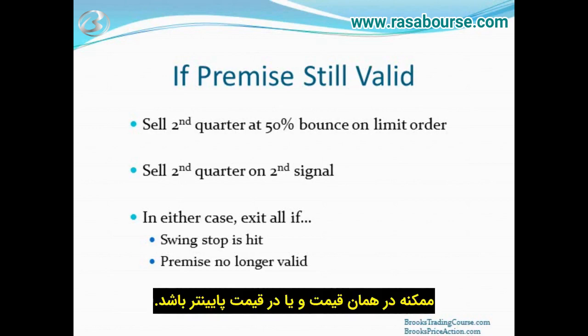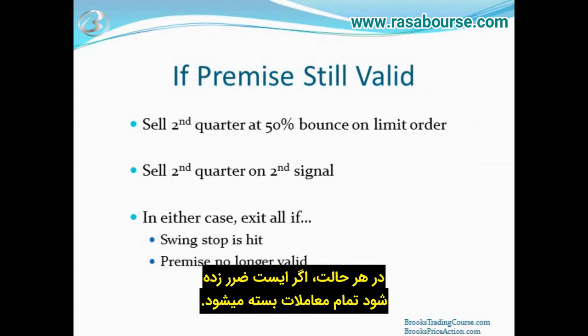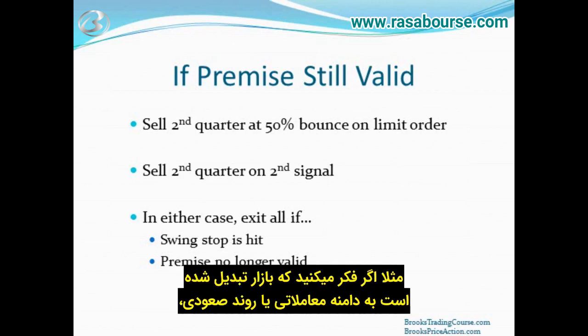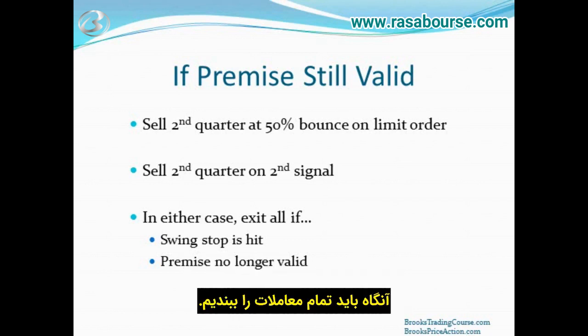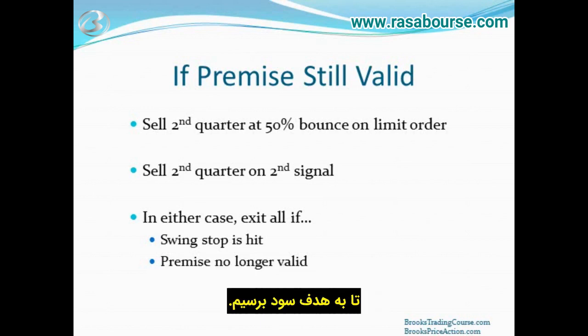It may be at the same price. It may be at a lower price. In either case, you exit all if the swing stop is hit. You certainly exit all if the premise is no longer valid. So, for example, if you feel like the market has transitioned into a trading range or, in fact, has transitioned into a bull trend, you would exit all. Otherwise, you would continue to hold your entire position, which is 1/2 of your normal position size, until whatever profit objective has been reached.